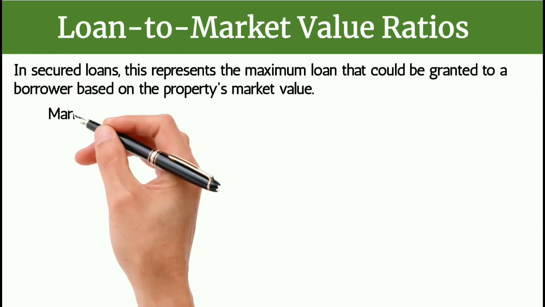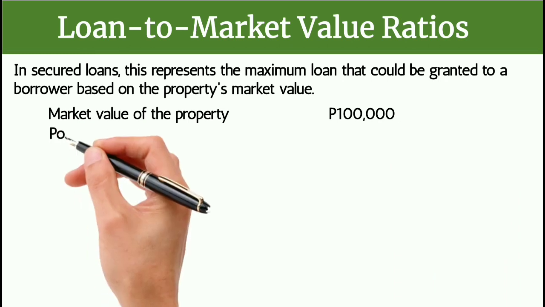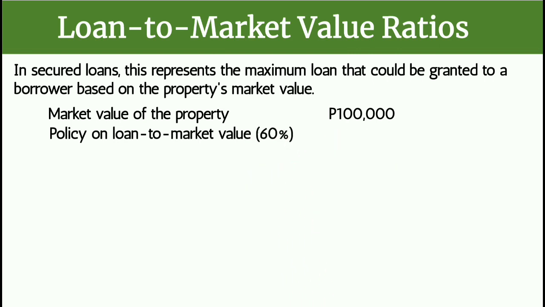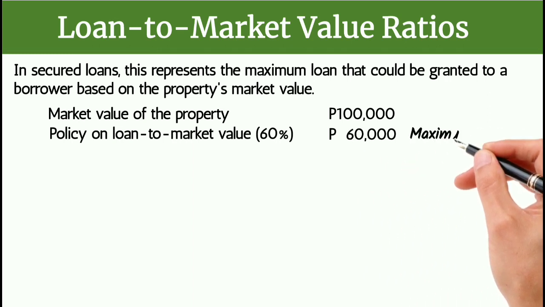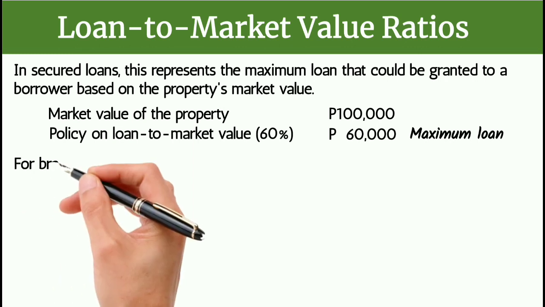Let's say for example, ang market value ng property ay 100,000 pesos. At ang policy ng business on loan to market value ay 60%. So that means ang maximum loan na pwedeng ibigay sa borrower ay 60,000 pesos. 100,000 pesos times 60%, that is equal to 60,000 pesos. Ang loan to market value ratio dito ay 60%. 60,000 pesos divided by 100,000 pesos, that is equal to 60%.